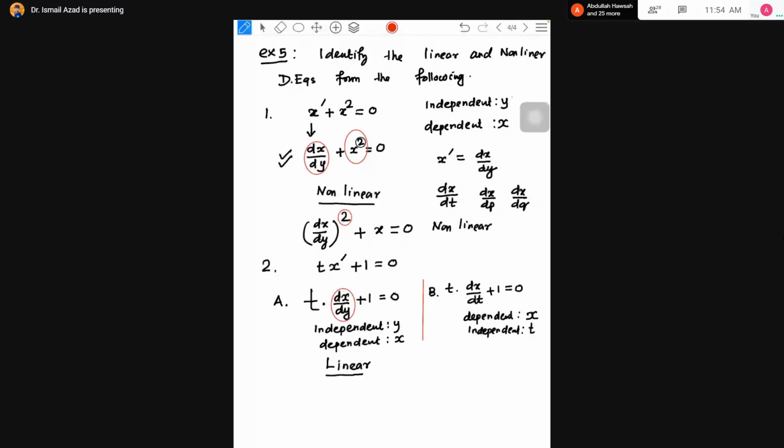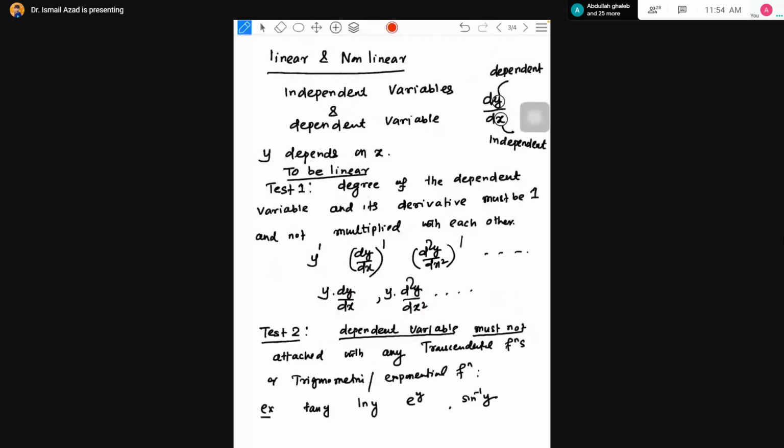So what is my definition? See here: the degree of the dependent variable must be one, and the dependent variable and its derivative must not be multiplied with each other. Here t is multiplied with the derivative, but t is independent, so it doesn't apply. That means it passed. Yes, it passed.